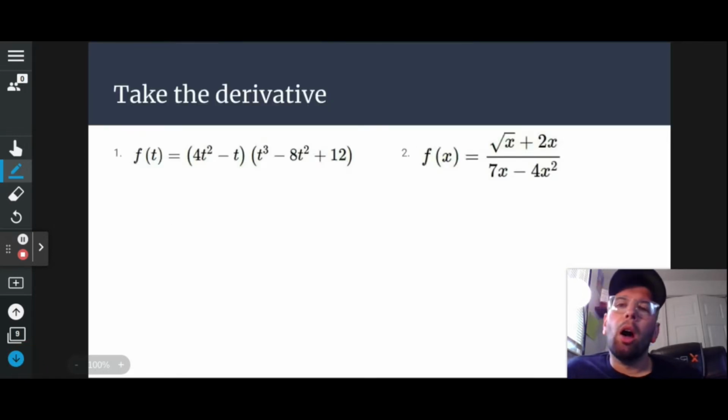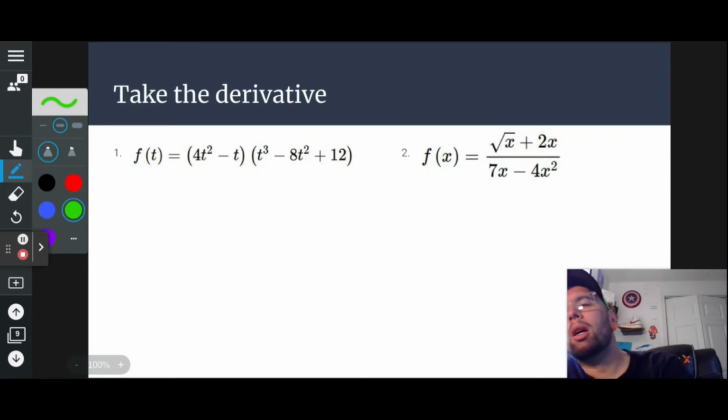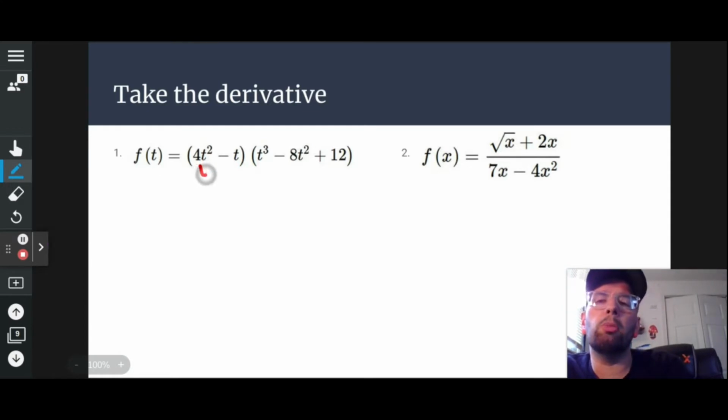All right, so I'm going to take the derivative of this guy. I'm not going to focus so much on simplifying because my goal here is not to worry about foiling and stuff like that. My goal is to understand what the rules are. So I'm just going to say, let u be my u and let the other be my v. So u prime is going to be 8t minus 1.